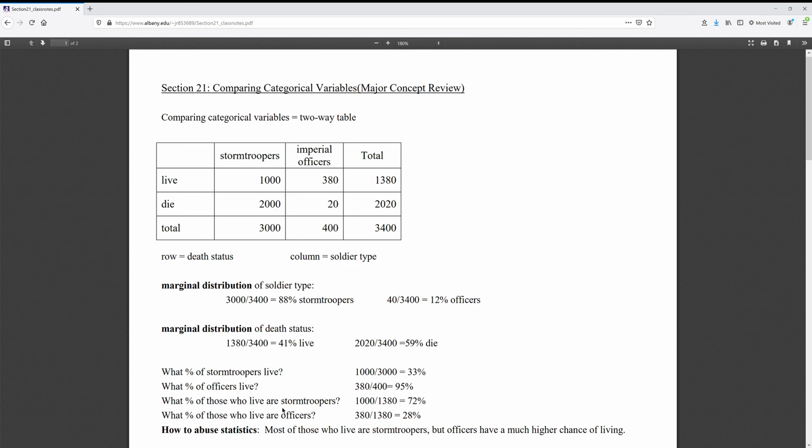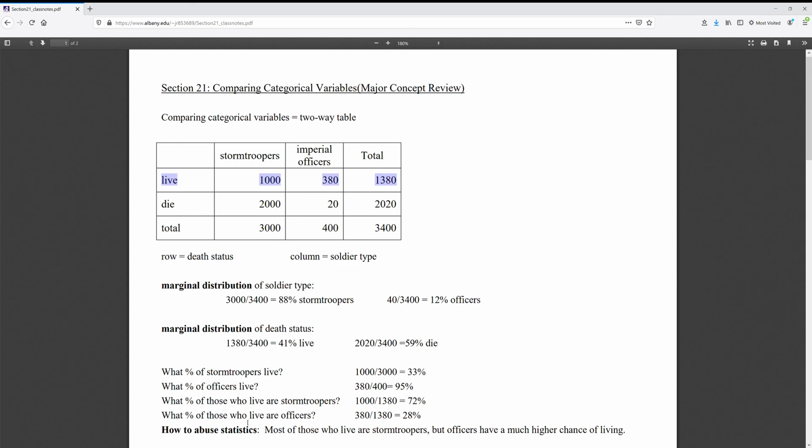What percentage of those who live are stormtroopers? What is our universe? They live. So our universe is now this row, the row of people who live. What percentage of those who live are stormtroopers? So what is for sure? They live. That's our total, 1380. What is in question? Whether they're stormtroopers. So 1,000 divided by 1380. 0.72, 72%. Probably rounded, but yeah, 0.7246 something. Call it 72%.